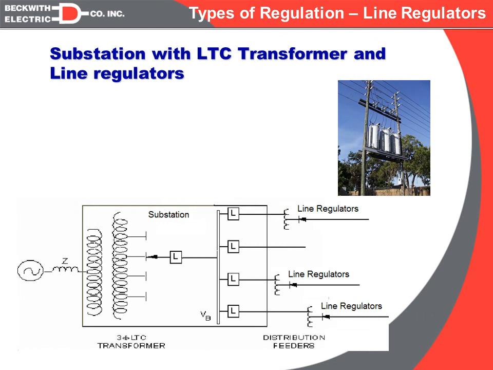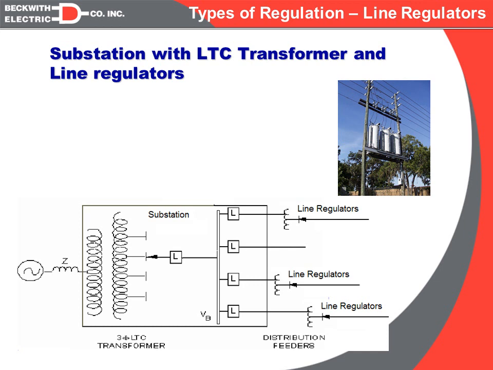The other reason to use line regulators is your line may be too long for one regulator to regulate the whole drop. If I've got 13 volts of drop and I've got to be between 114 and 126, that cannot be done. So I must take that 13 volts of drop and divide it into 2 sections, 6.5 volts per drop, and now I can keep the voltage within my guidelines.